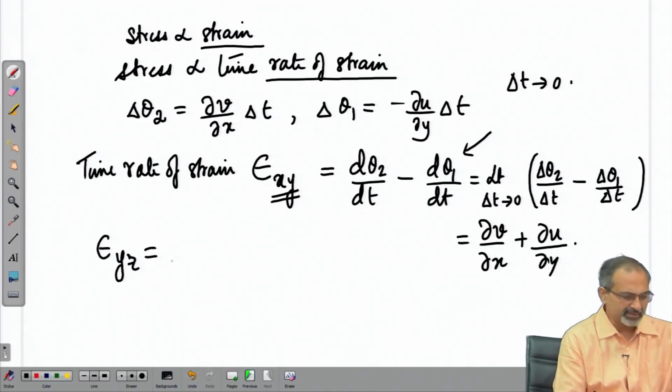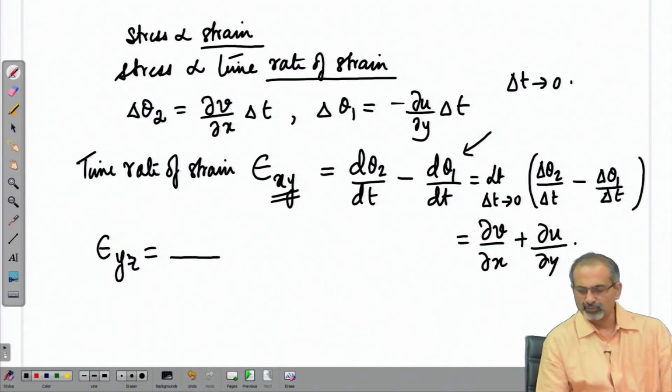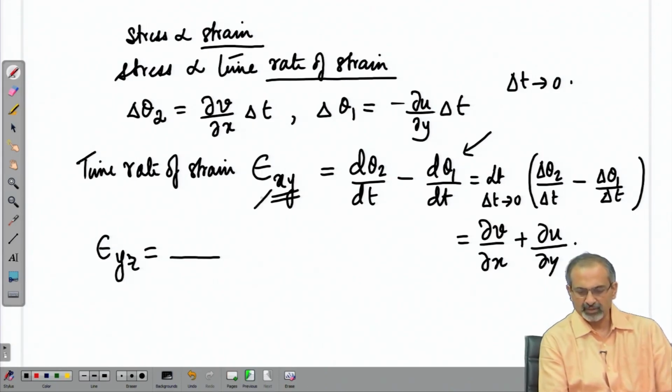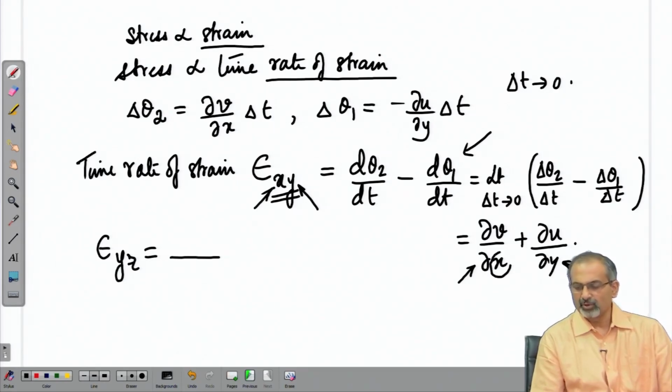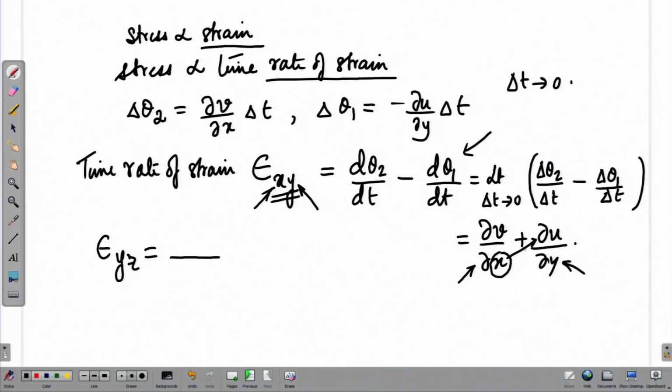So, epsilon y z, how can we write it? We take a clue from this expression. The x appears here in the denominator of the first derivative, y in the denominator of the second derivative, and the velocity component corresponding to x appears in the numerator of the other term. The velocity component corresponding to y appears in the numerator of this term. So, you need to look at that pattern, and following that pattern, let us try to write it down.